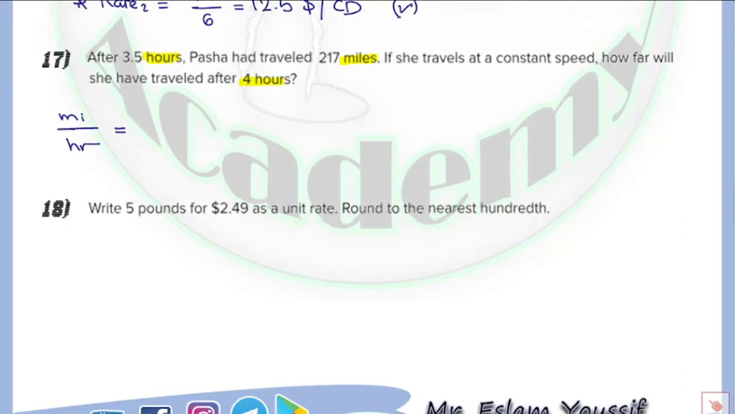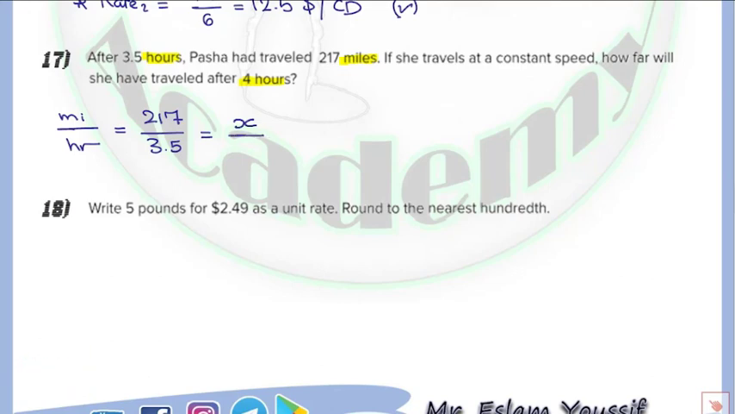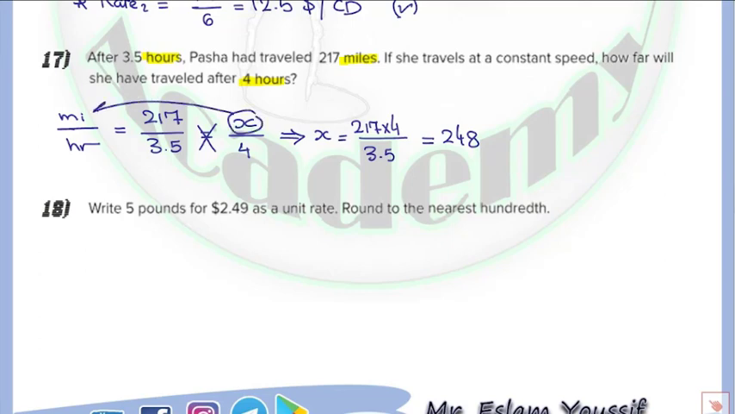So now the first relation that we have, 217 miles covered in 3.5 hours, will be equal to x miles in 4 hours. We need to find how many miles will be covered in 4 hours. In the same way, we'll use cross multiplication. So x now will be equal to the number which is opposite to x written down, and the two numbers which are written opposite to each other written up. So we have 217 multiplied by 4. By simplifying, you will find that the answer will be equal to 248. We just need to find x, which is the number of miles, so it will be 248 miles.